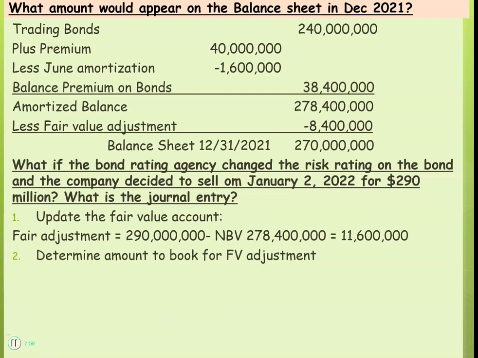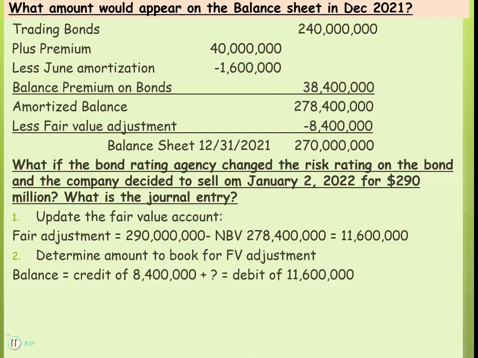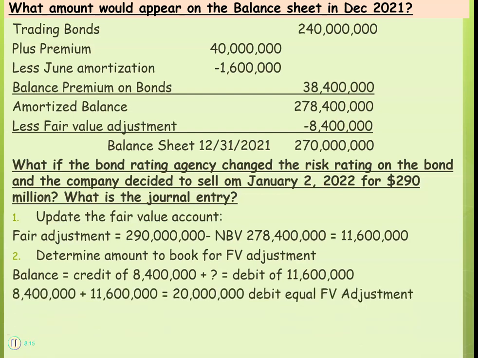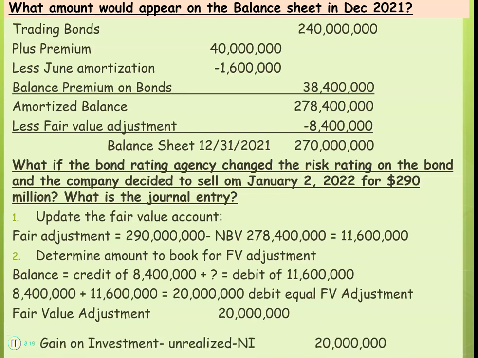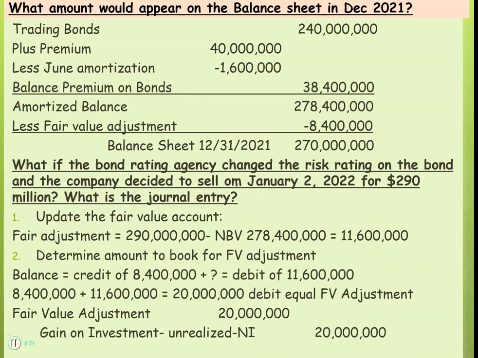We have to determine the amount to book for the fair value adjustment. So the balance has to equal the credit balance plus a number which will give us a debit of 11.6. And we get 20 million. So fair value adjustment is going to be 20 million, and gain on investment, unrealized, in net income is going to appear as 20 million.